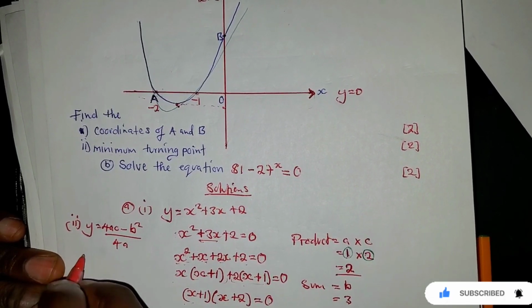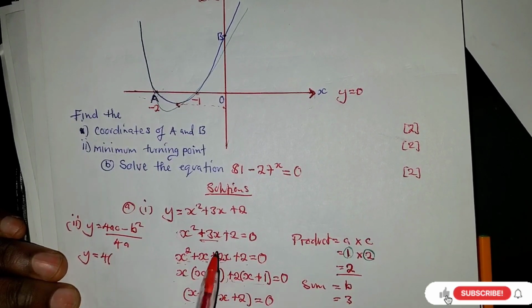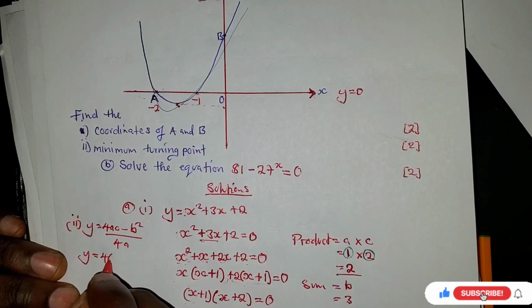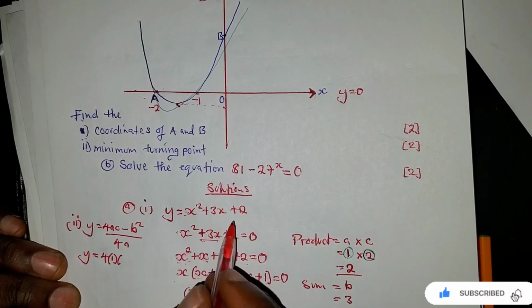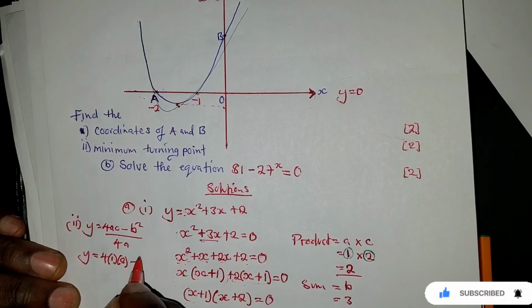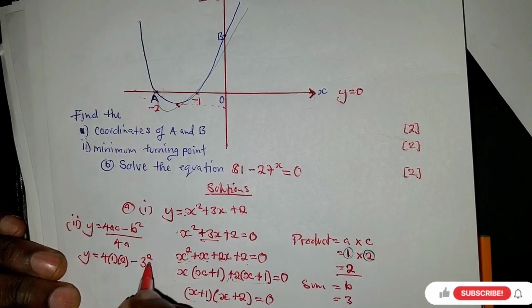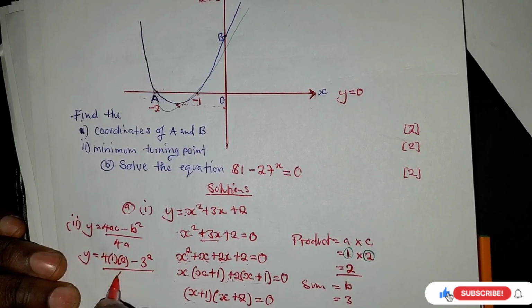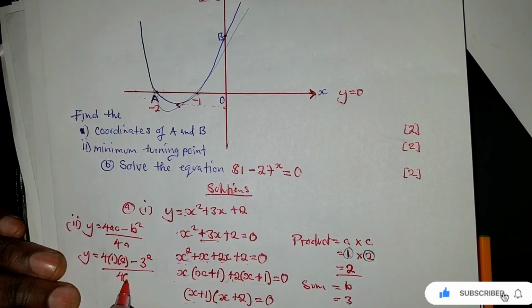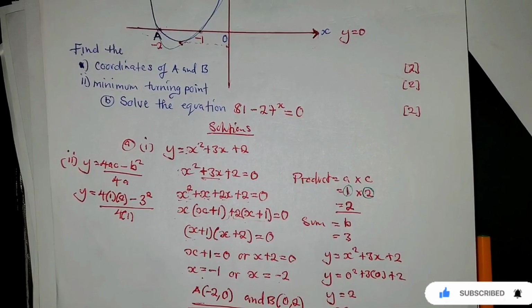Then let's substitute y is equal to 4. What is the value of a in this equation? A is 1. So we're going to substitute with 1. What is c? C is the constant number, which is just 2. Minus, what is b? 3. And it will be just 3 squared divided by 4 multiplied by a, which is just 1. Okay? I hope you are following.